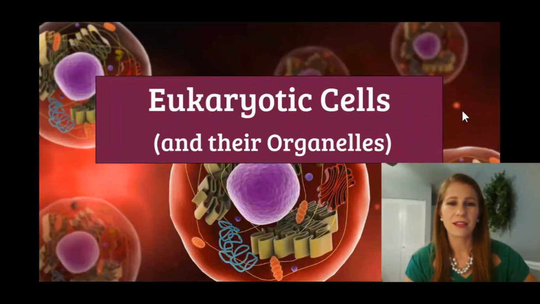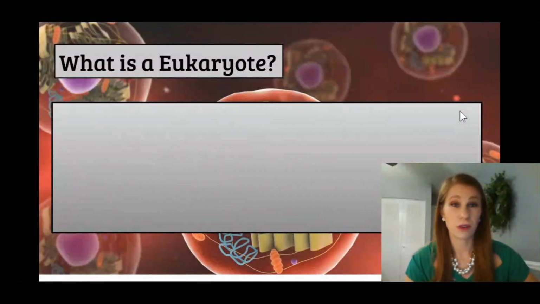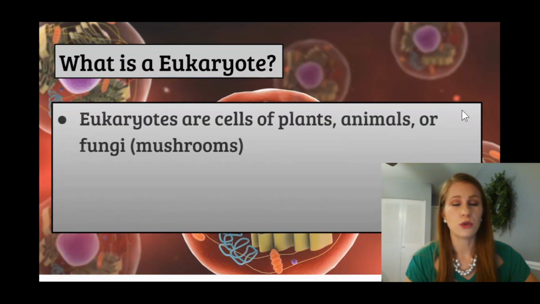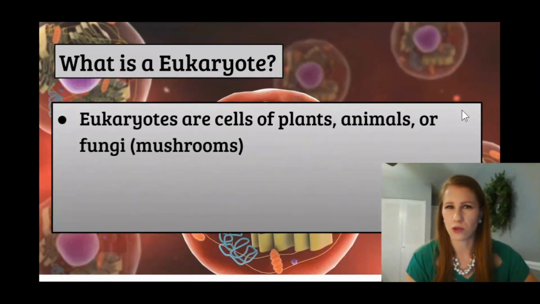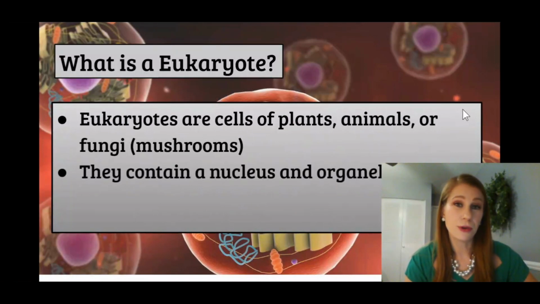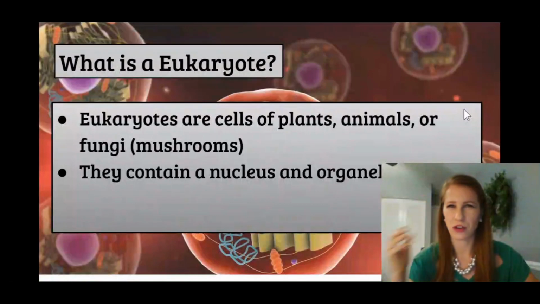All right, let's start talking about eukaryotic cells and their organelles. So first off, what is a eukaryote? We probably haven't heard of this word outside of biology class, and even then it's still kind of undefined. So eukaryotes are cells of plants, animals, or funguses like mushrooms. And they contain a nucleus and organelles. This should kind of ring something around in your head.